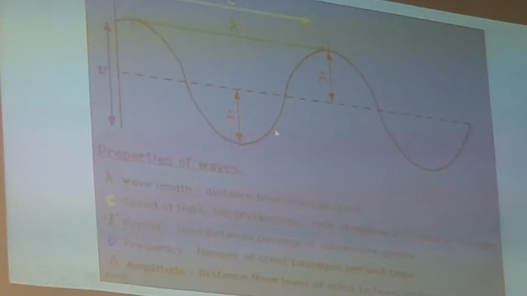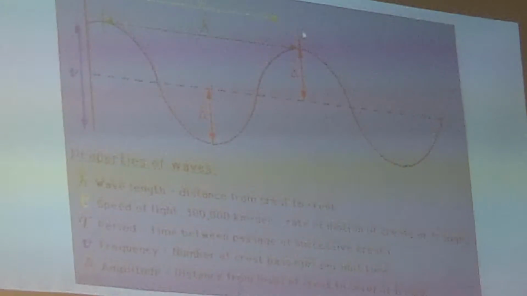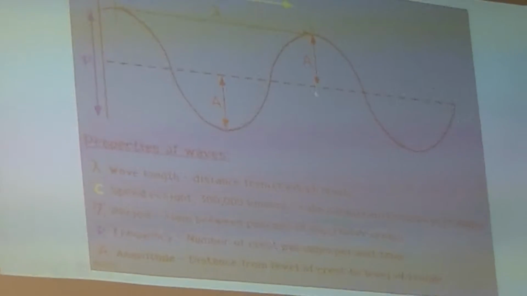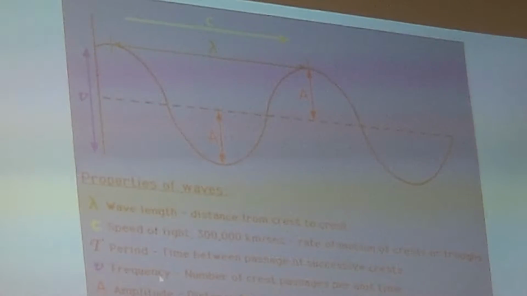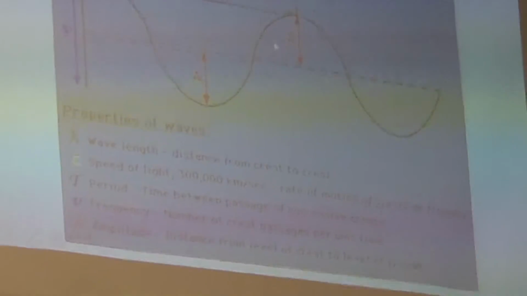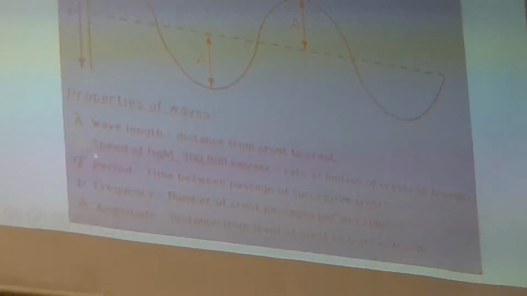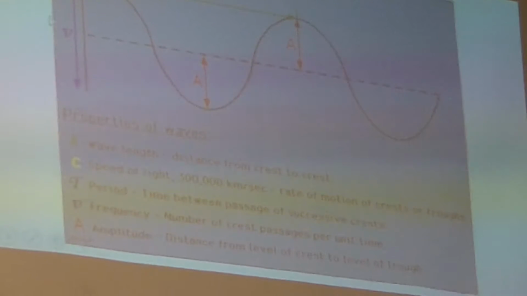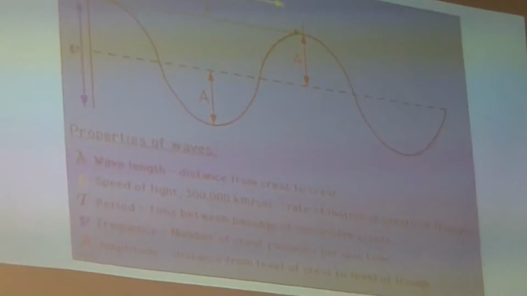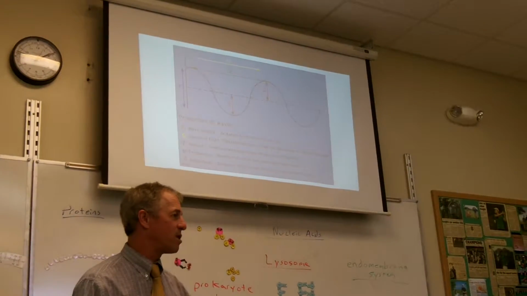But in this class, we're going to be mostly talking about light when we talk about waves. The amplitude is how tall the wave is. That's A, amplitude. So the distance from the center to the top. And the frequency is another thing you need to know. That's the number of waves that cross a certain point each second. We call that the frequency.